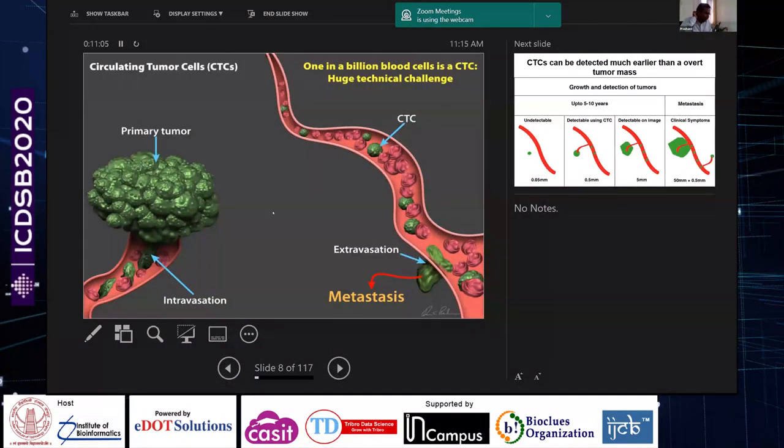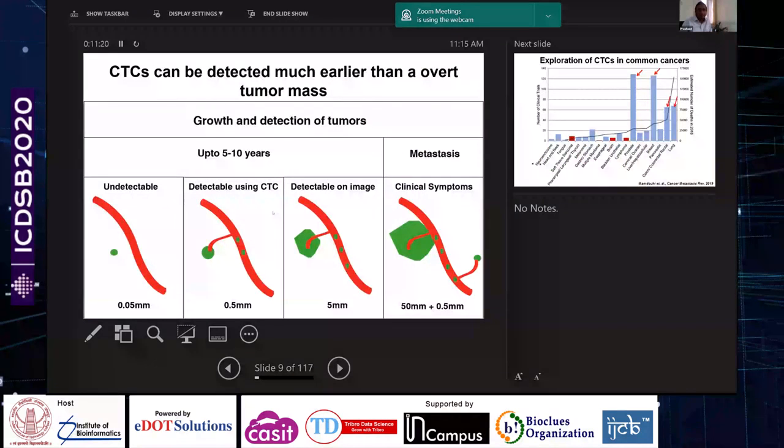So I'm going to focus now mostly on the circulating tumor cells. What are these cells? These are the cells which come from the primary tumor, intravasate into the blood, stay in the blood for a stage, extravasate at a particular time, and are involved in metastasis. The edge that CTCs give to the clinician is this: if the tumor is very small, say 0.05 millimeter, you can imagine how small it is. We cannot detect the cancer. We don't have any technology or method right now.